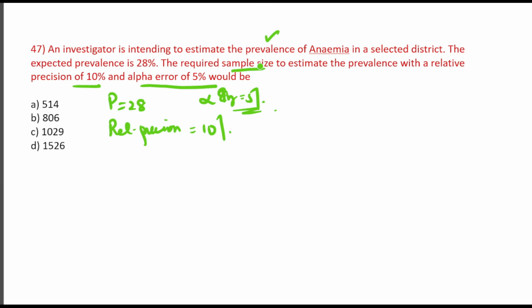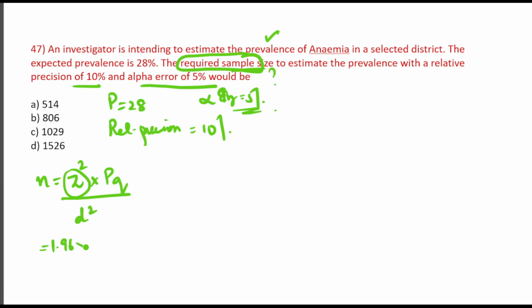Okay, and they have asked us the required sample size. The required sample size would be what? So let us see the formula. N is equal to Z square into PQ by D square. Z we know is 1.96, 1.96 into 1.96 into P.